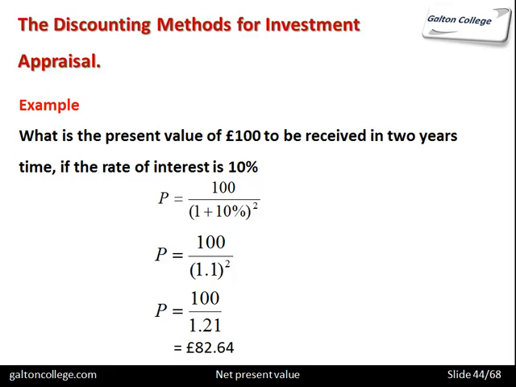So if I was promised £100 in 2 years' time, and the rate of interest currently is 10%, that's the same as £82.64 today. It's exactly the same if my time preference is 10%.